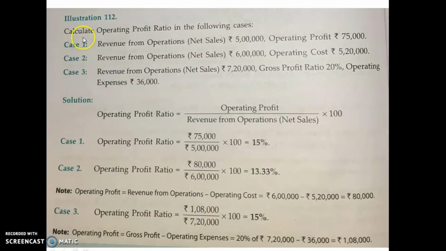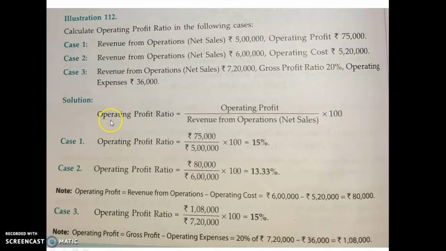Here is one problem related to operating profit ratio. Calculate operating profit ratio in the following cases. So the first case is revenue from operation, that is net sale, is given to you as 5 lakh. And operating profit is given to you 75,000. So let us do the case 1 first.